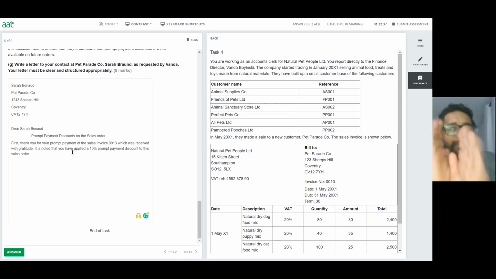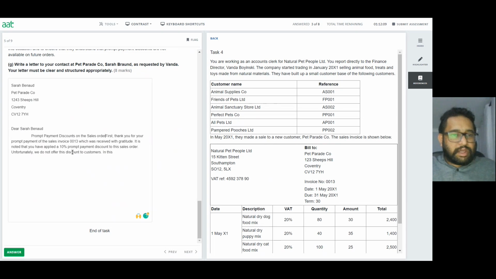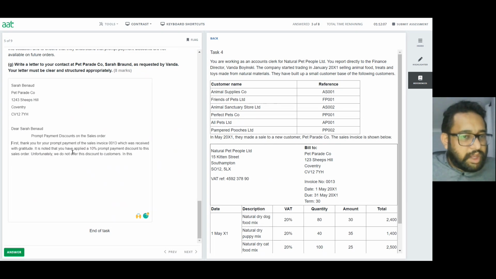Okay, so what we're going to tell them, unfortunately, you're not qualified for this one. We didn't offer the prompt payment discount. So we can say, unfortunately, we do not offer this discount to customers. In this scenario, again, the mouse just moved without even me doing anything. The cursor moved to a different area. I'm not sure how I'm going to deal with it, but it's fine.